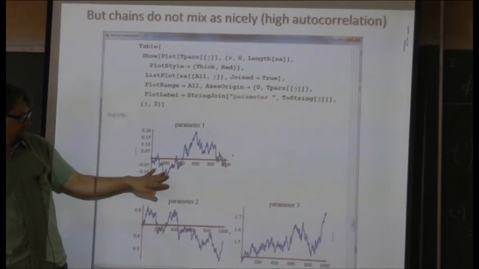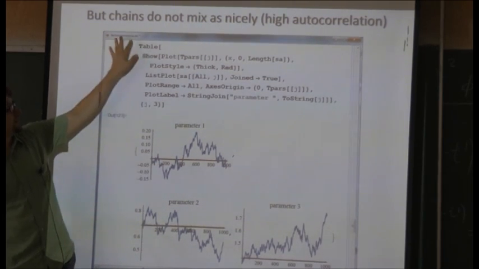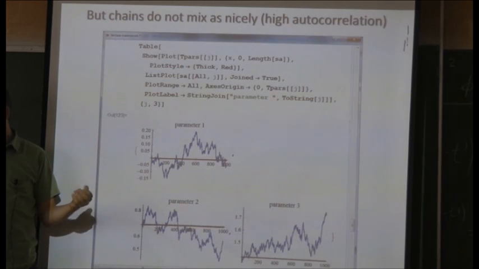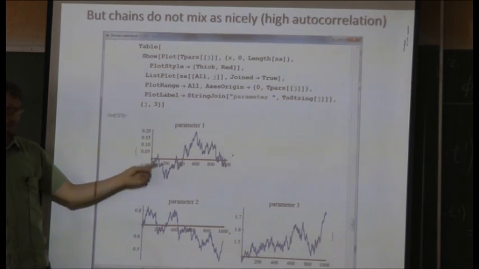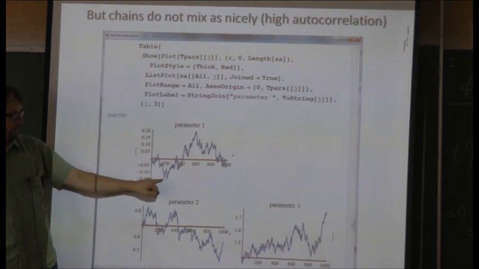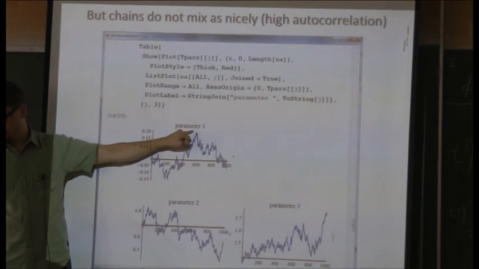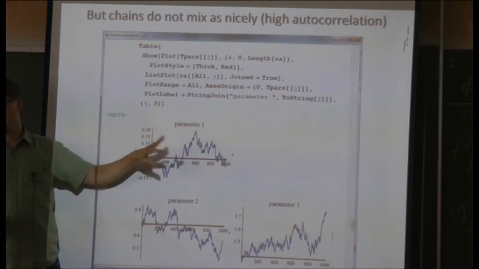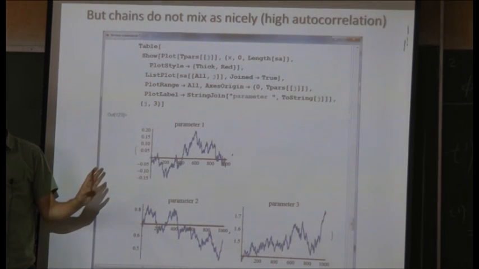So you can call this phenomenon by saying that these chains don't mix well, which is the same as saying this is highly autocorrelated. It takes a lot of iterations to go from a small value to a high value. Okay, so this is by no means optimal.